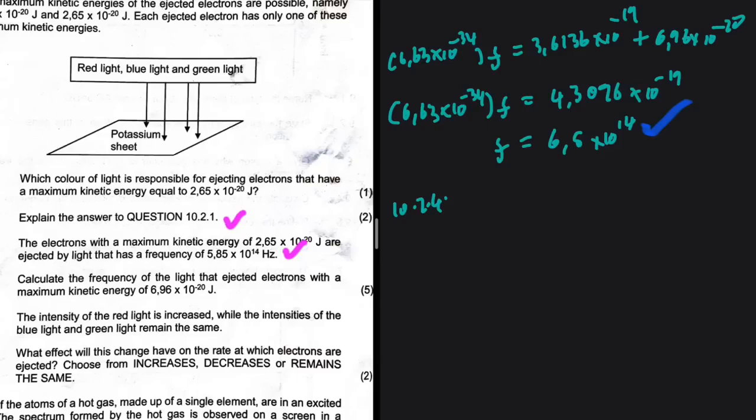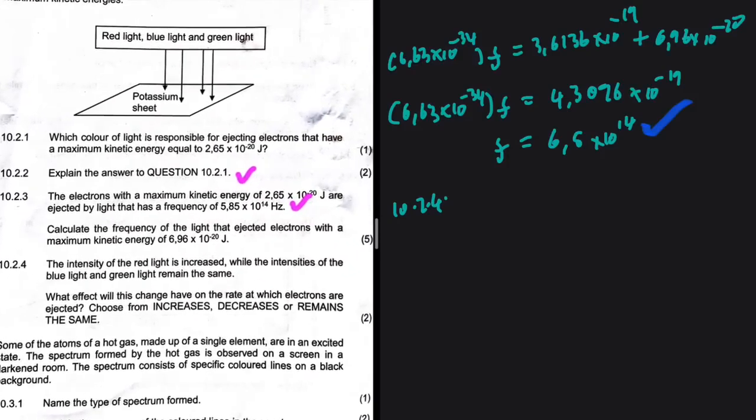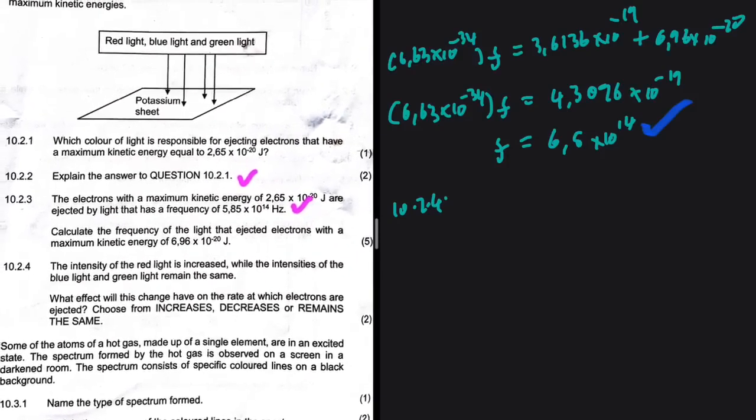It's not going to affect the number of electrons being ejected, because the red light is not emitting any electrons. The energy that it carries is less than the work function. So even if we increase the intensity, it does not increase the number of electrons being ejected, and therefore does not increase the rate. So the answer to 10.2.4 is that it remains the same.